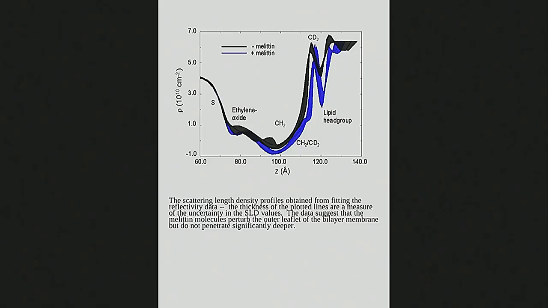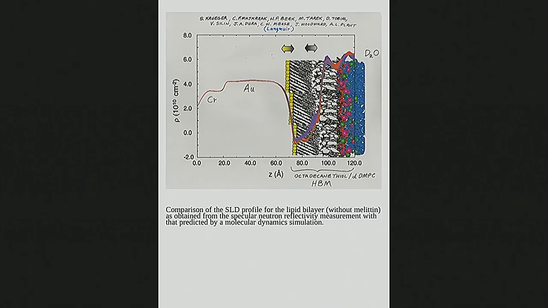So the thickness of these lines is actually a measure of the uncertainty in the model fitting of that data. And essential to lots of these organic systems analyses and fitting of the data is to do molecular dynamics simulation in conjunction. And here is the whole system shown with the uncertainties, this is without the gelatin, I believe, yeah.